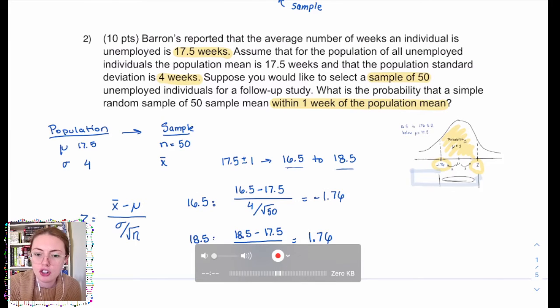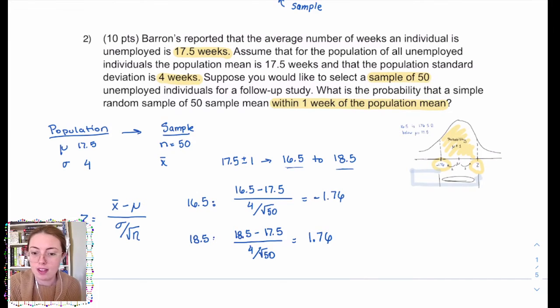Let's really briefly touch on why this happened, why we got the same value. It's because we're going the same distance away from the mean, just in the opposite direction. So this difference up here that we're calculating, it's the same difference, just with a different sign.